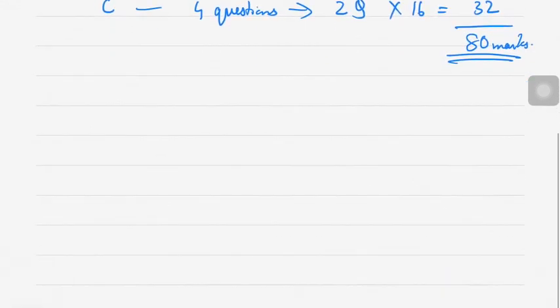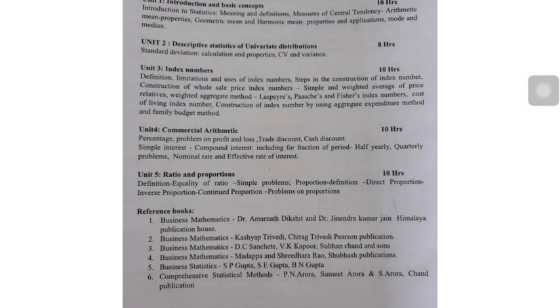Got it? So today we will start with the simplest chapter, which is the fourth chapter, commercial arithmetic. The first three chapters are introduction and basic concepts, descriptive statistics of univariate distribution, and index number. These three chapters are of statistics. Commercial arithmetic and ratio and proportion, these two chapters are of mathematics. In my videos I will be covering the whole portion. So today we'll start with commercial arithmetic.